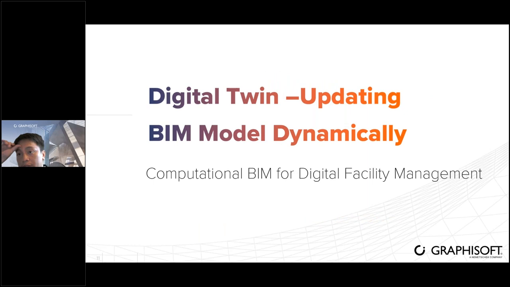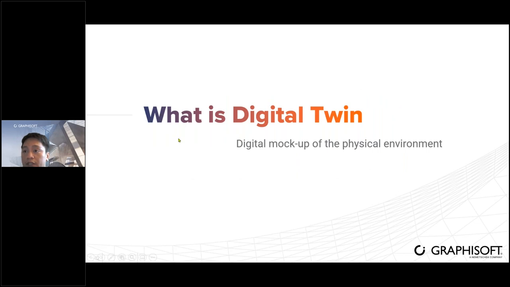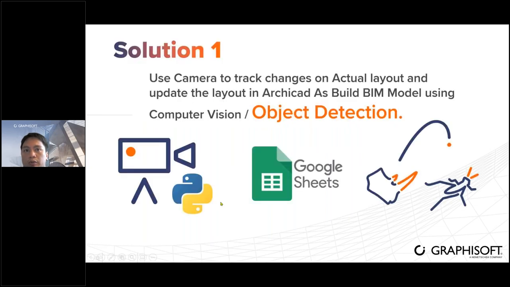Okay, so let's move on to the main topic, which is digital twin updating BIM model dynamically. So what is a digital twin? Basically, Reema already discussed this in earlier slides. In simple terms, it is a digital mockup plus the physical environment. We will try to use the data in the digital twin and use it for manipulating the as-built model we have. The solution we have here is to use a camera to track changes on the actual layout and then update the layout in the ArchiCAD as-built BIM model using computer vision and object detection. Okay, so that's the plan.